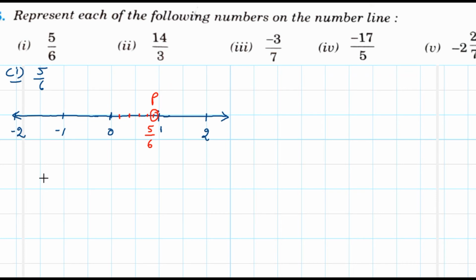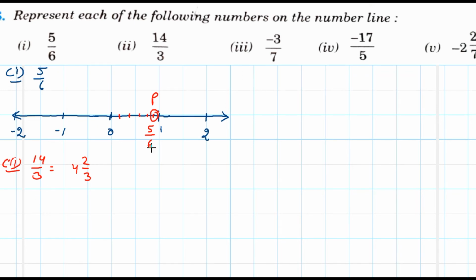So let us do the second now. 14 upon 3, we will write it as a mixed fraction. So 3 fours are 12, remainder 2. We will represent this on the number line. Here 4 are the full unit lengths, and 2 upon 3 are the divisions on the number line, right?